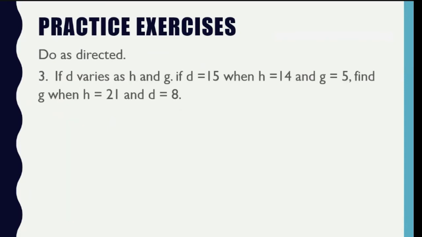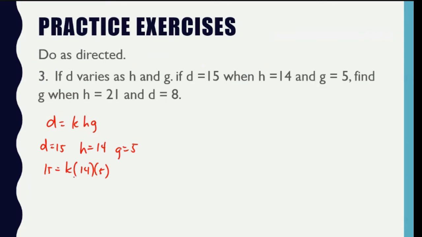Number 3. If D varies as H and G, if D is 15 when H is 14 and G is 5, find G when H is 21 and D is 8. So now you will have the equation of variation. So the tentative one, D is equal to KHG. So I will just substitute the initial values of D, which is 15, H is equal to 14, G is equal to 5 to solve for K. So 15 is equal to K times 14 times 5.